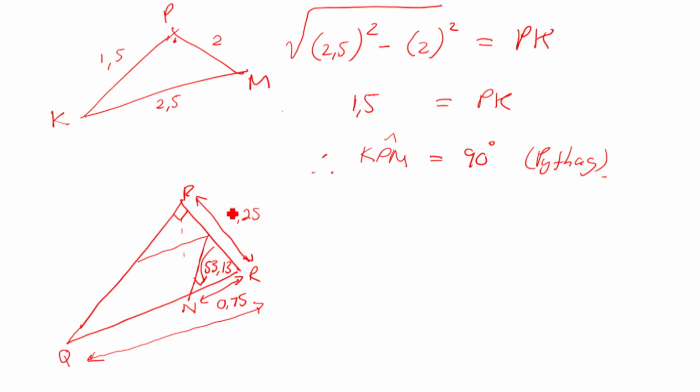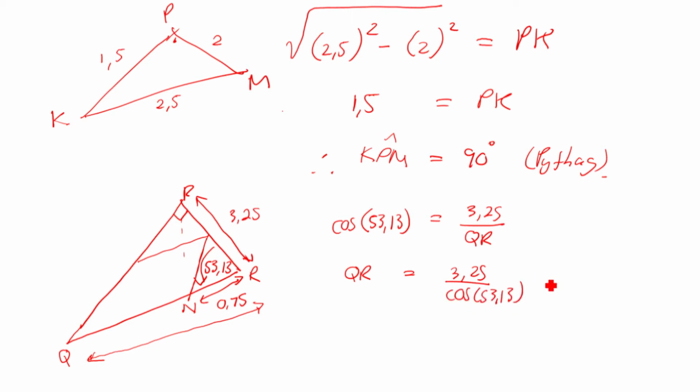Okay. So we have the adjacent side. What we want is the hypotenuse of the triangle. So we're going to say that the cos of 53.13 is going to be equal to the adjacent side divided by the hypotenuse, which is QR. Now we're going to solve for QR. QR is going to be 3.25 divided by cos of 53.13. And so this is going to be 5.42, which is QR units.